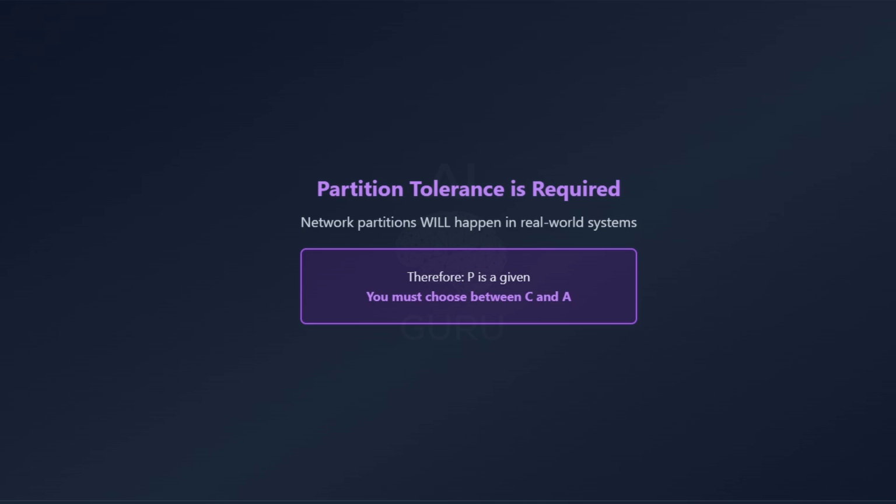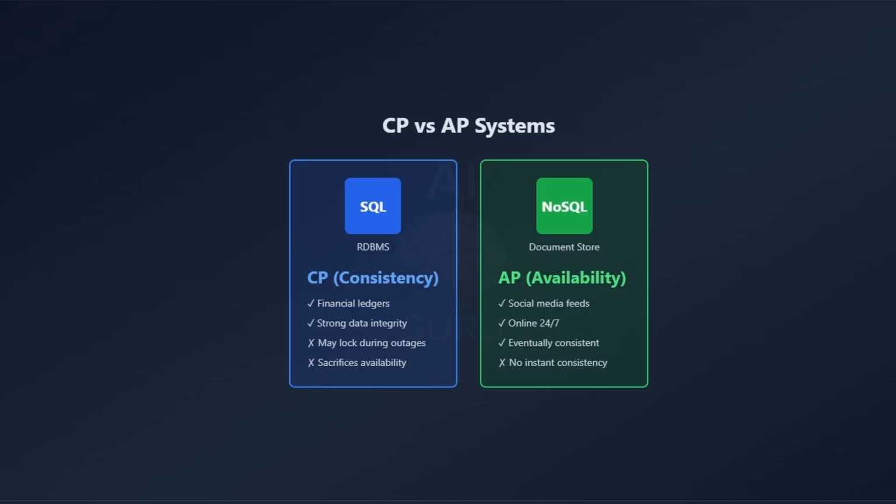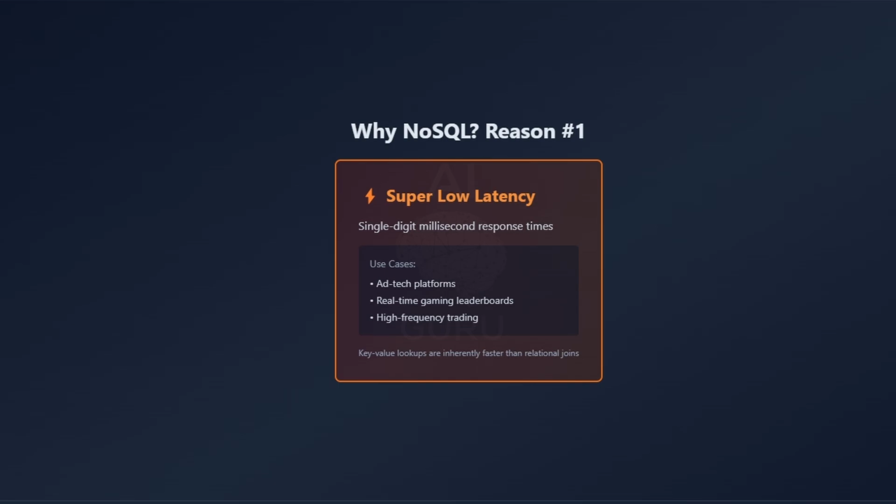Okay, so given the power of SQL and decades of it being the standard, why would a scaling application intentionally choose the complexity of eventual consistency and give up the power of joins? It really comes down to 4 critical requirements that RDBMS structures struggle with at the extreme end of scale. Okay, what's the first one? Super low latency. If you're building an ad tech platform or a real-time gaming leaderboard, response times have to be in the single-digit milliseconds. And the overhead of relational lookups and index scanning is just too much. It's often too slow. A simple key value lookup in a NoSQL store is just inherently faster.